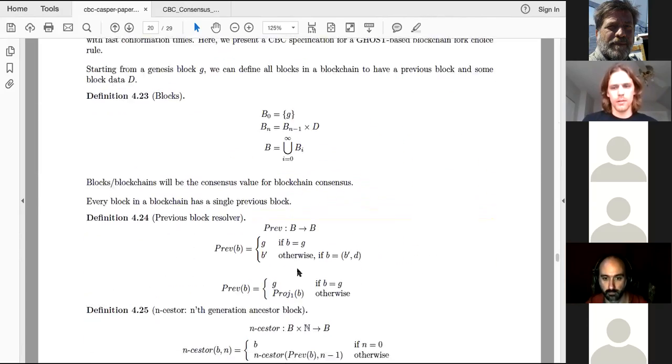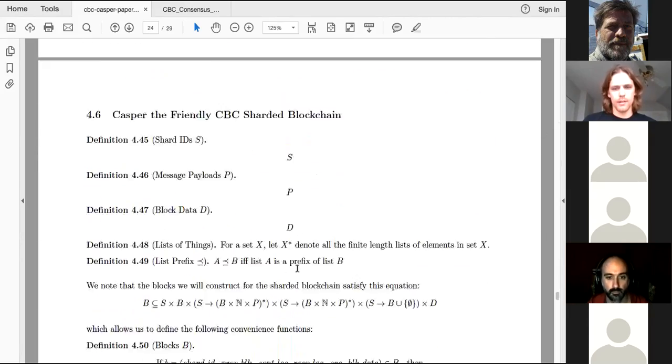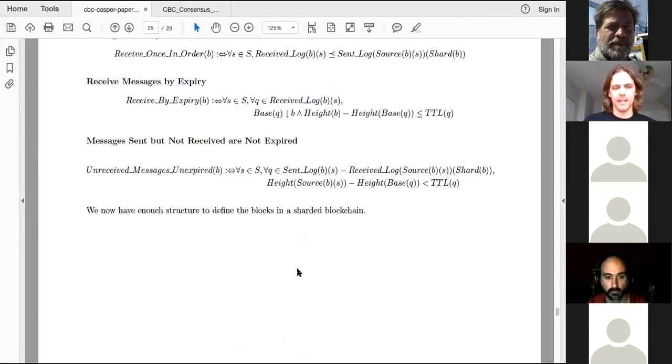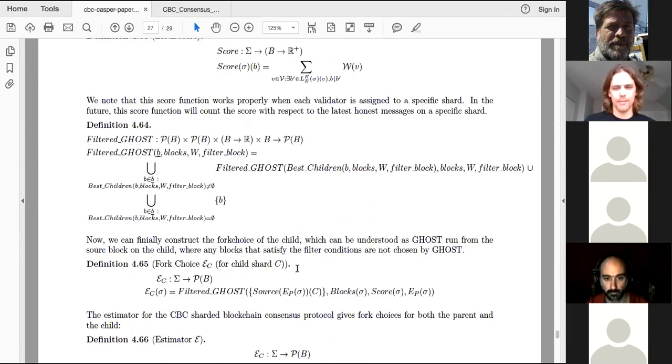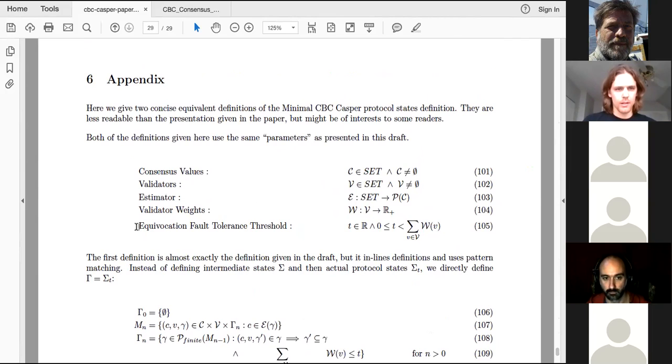Oh, equation 105. Yeah. Keep going. It's in Appendix A. It's way down there. Here we go. T is a real number, and it's between 0 and the total weight of all validators. Which does seem totally trippy to me, because I don't know how you could pump it up to 99% or whatever. Or if you can, why doesn't everybody?